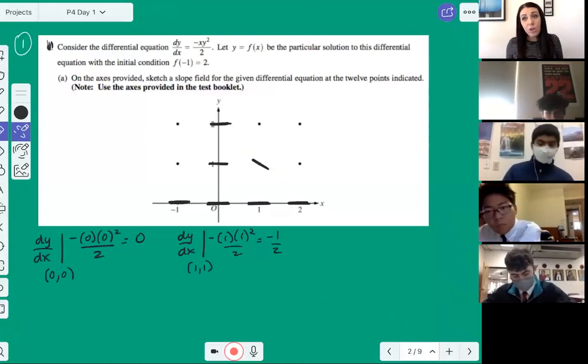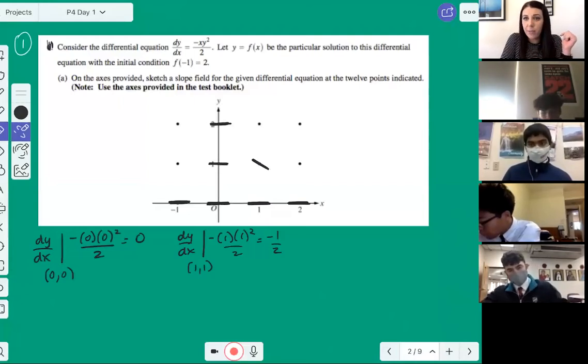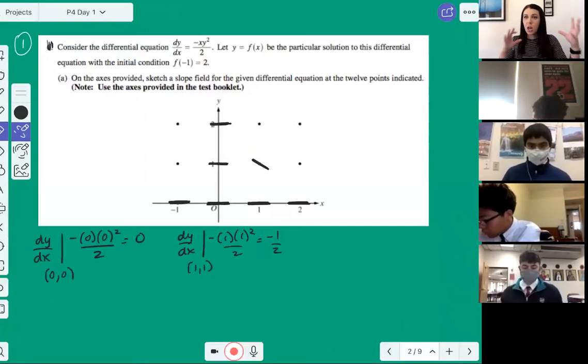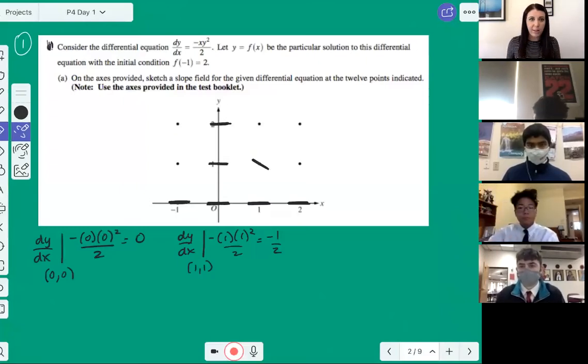Okay. If your slope is too steep and it looks like it wouldn't have passed through that point, you won't get credit, or too flat. If it looks like it wouldn't have passed through that point, you will not get credit. So it's the most important thing just to use the dots around in order to provide us with an anchor for what our slope should look like.